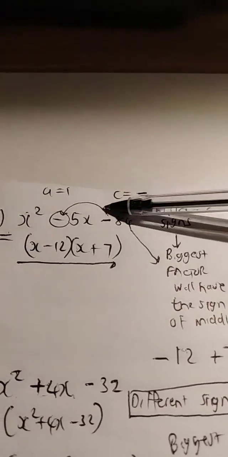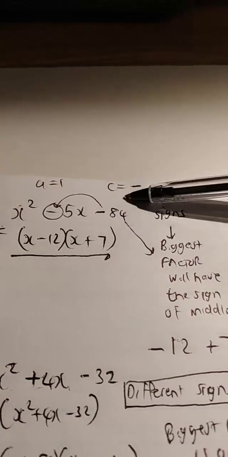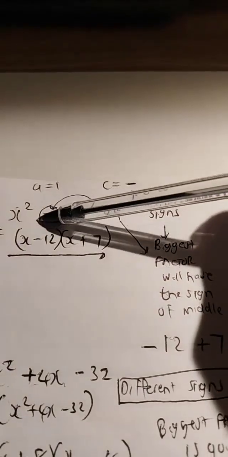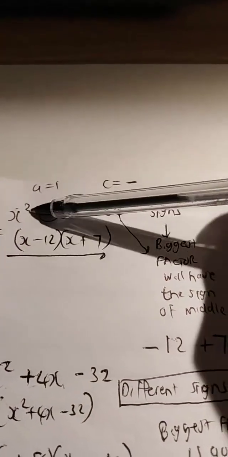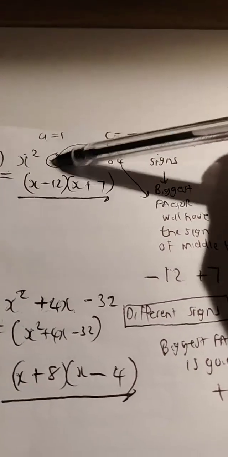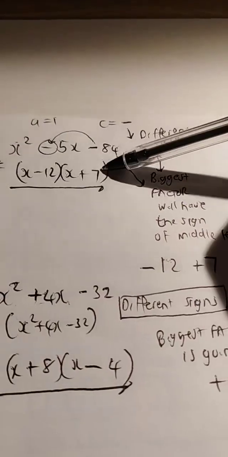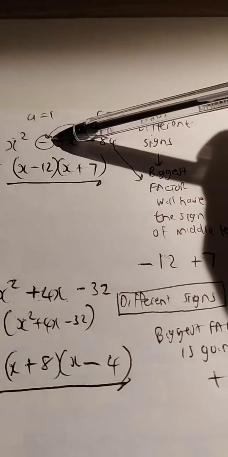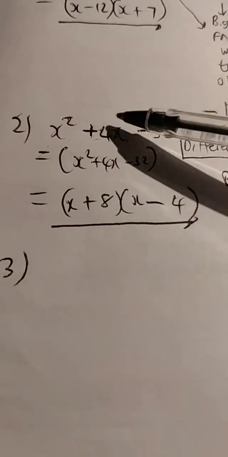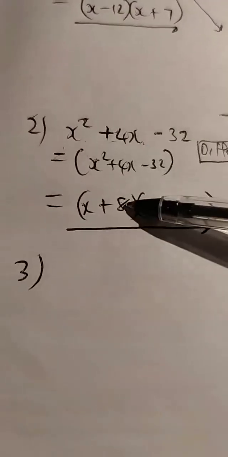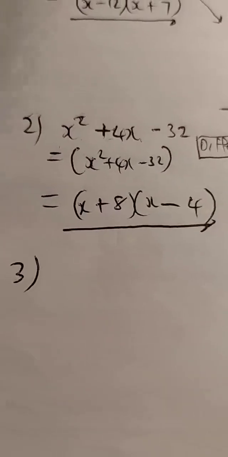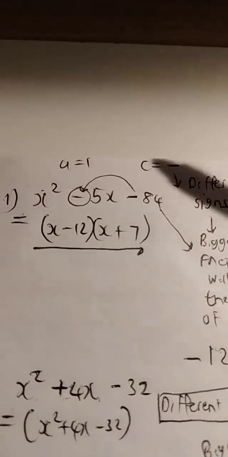If the constant is negative, the last term is negative, we are saying the signs are going to be different, but the highest factor always takes on the sign of the middle term. With these ones, we are saying the highest factor takes on the sign of the middle term. So you see 12 and 7, it is the highest factor that is taking on the negative sign. Look at this one. The highest factor is taking on the sign of the middle term. That's why 8 has positive and the other one, the smaller one, has a negative.